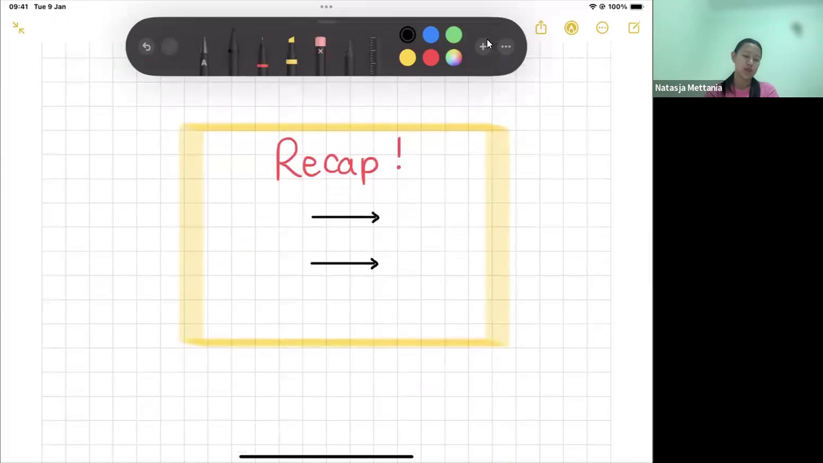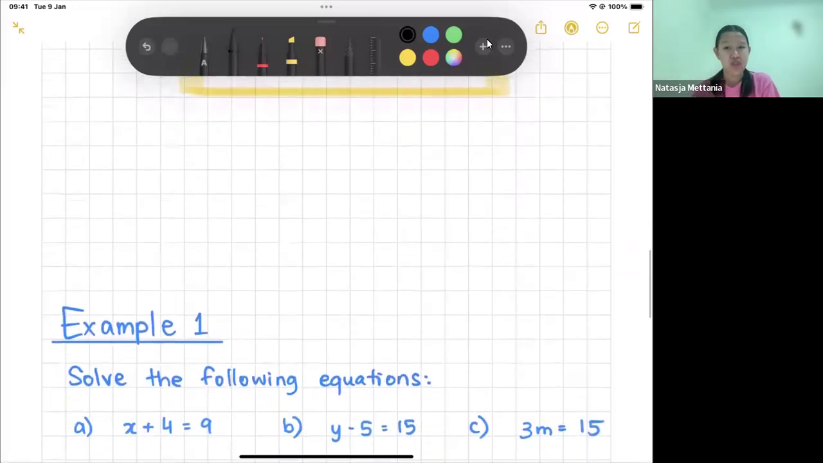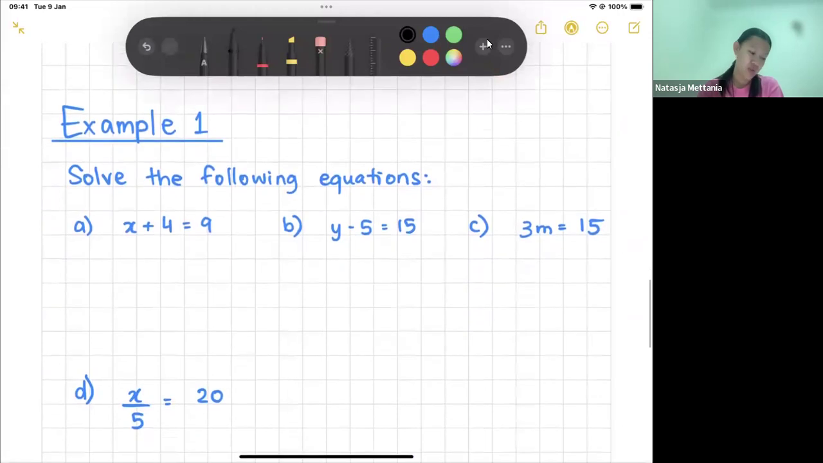Now, before the examples, a little recap, because this is really important. If you don't know these basics, this will make it a little bit hard for you. So what I mean by that is, what's the opposite of addition? Subtraction, right? What is the opposite of multiplication? Division. Okay, simple as that. Those two things you need to know off by heart. Write that down if you feel like you need to, just in case you forget.